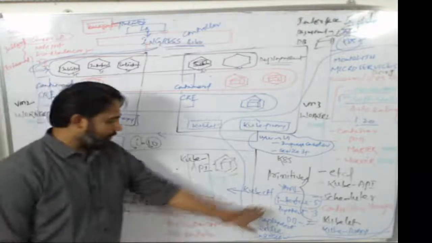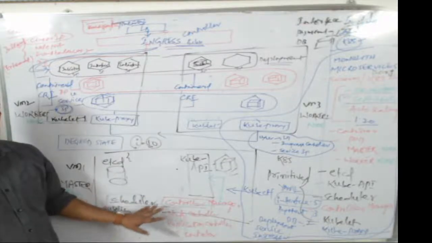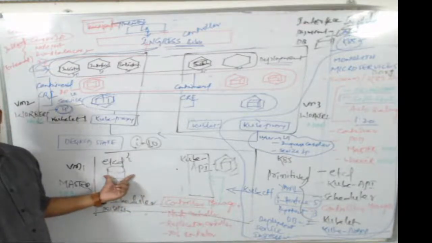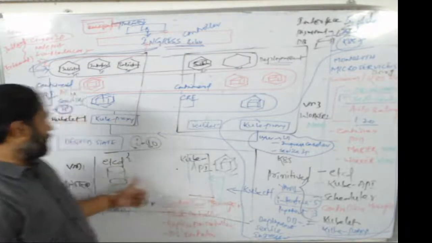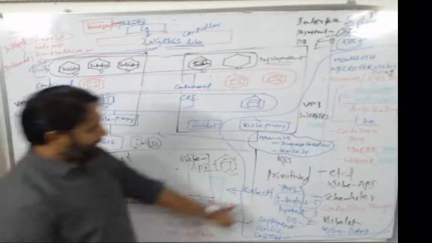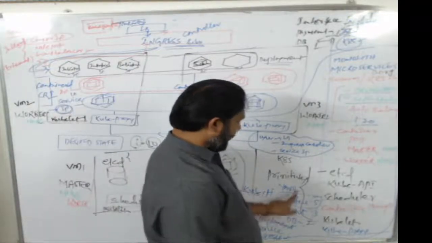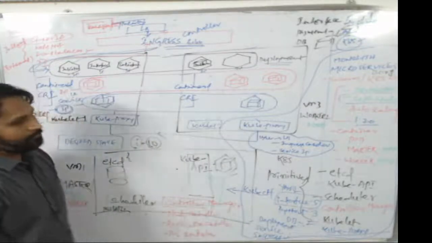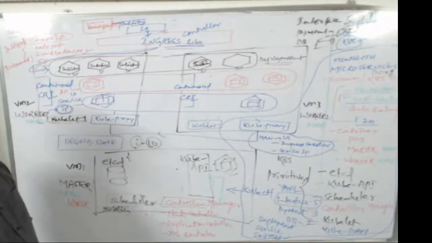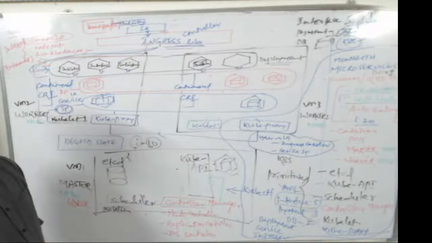It's not just us, it's also all the internal processes. They always try to reach the ETCD to either get the desired state or to update the actual state. Everybody goes through the API to ETCD. That's kubectl. Now the kubectl takes everything in YAML format.